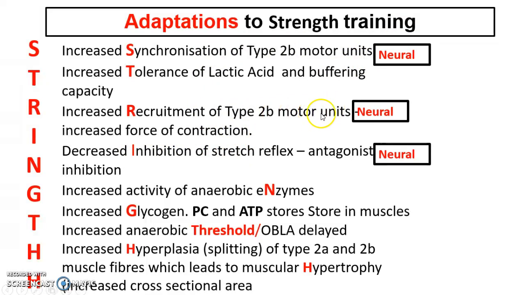Synchronization and recruitment of 2B motor units, due to the impulse coming from the central nervous system in the brain, that will be neural. And then decreased inhibition of the stretch reflex. So the thing we talked about there, that is a neural adaptation.